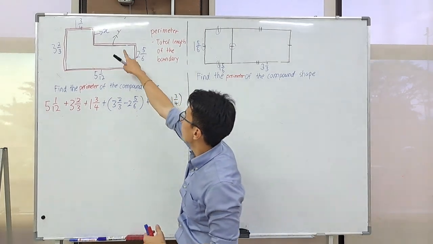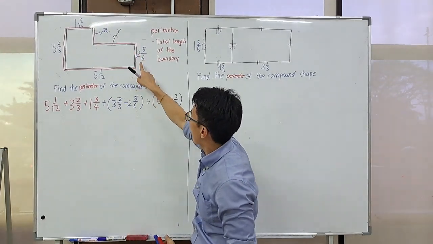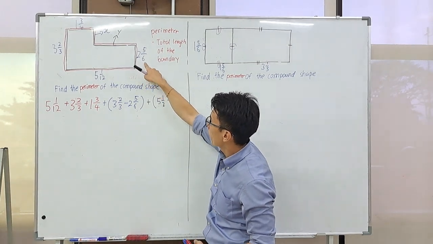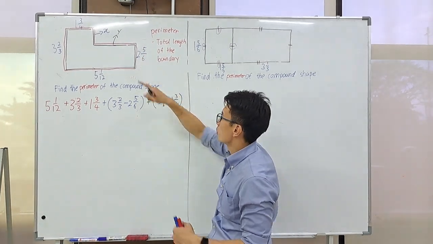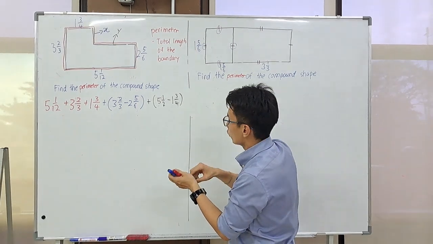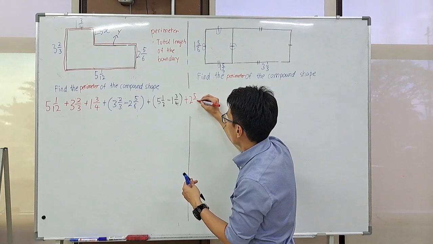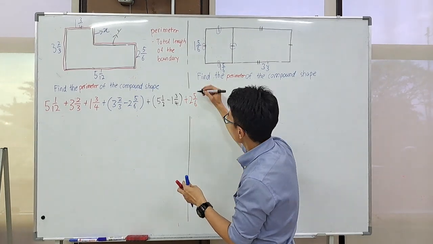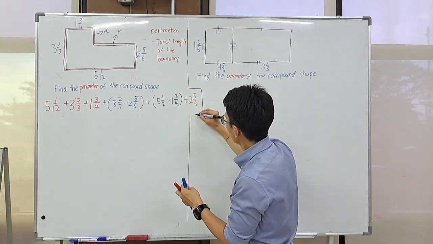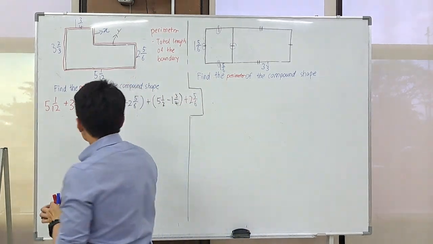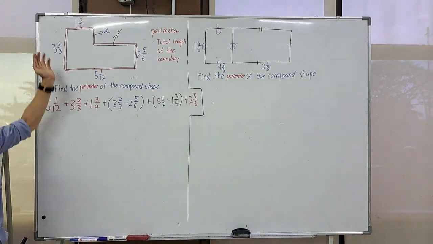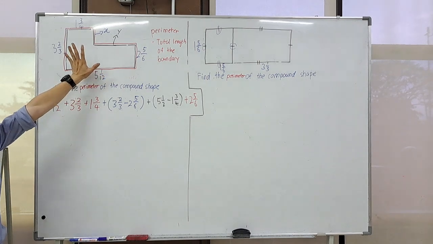Okay, now I'm done with this part. And then finally, I have reached here. And I'm going to add up with the final side, which is this one. Which is going to be plus 2 5/6. Now, we have input all the lengths for all the boundaries of this diagram.